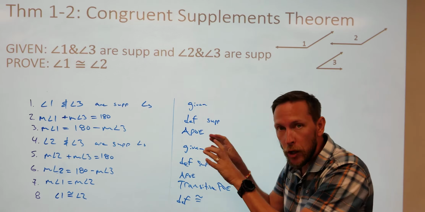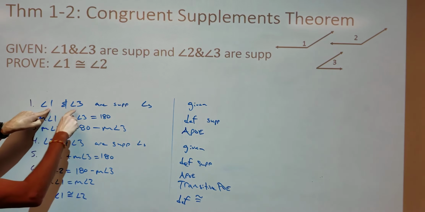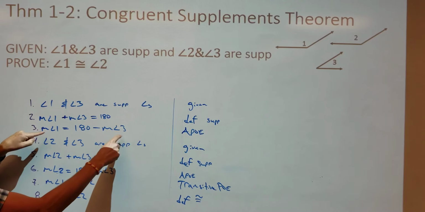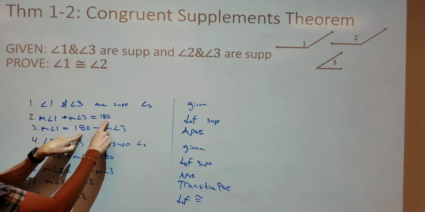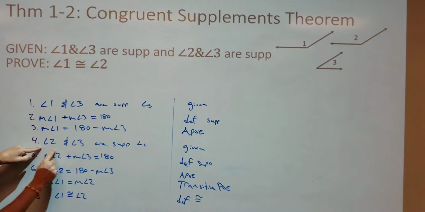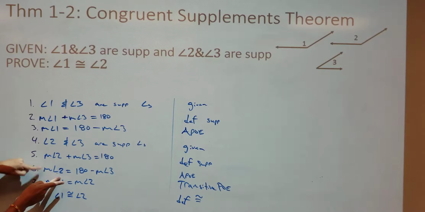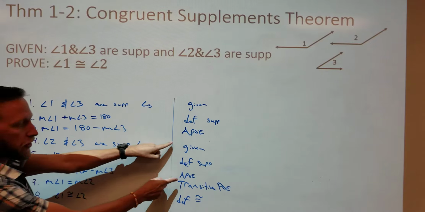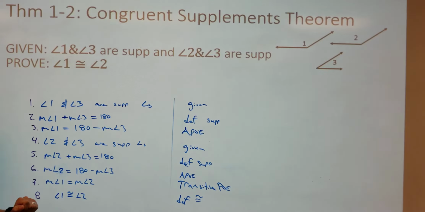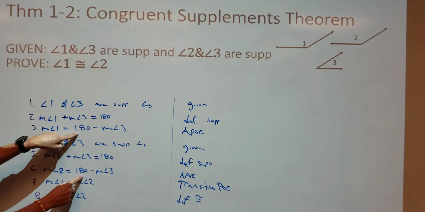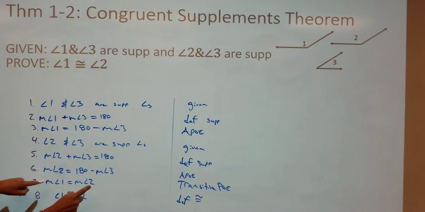Pause for a moment and look at this. Here we have angle 1 and angle 3 are supplementary angles, which means that the sum of their measures is 180, which means that the measure of angle 1 is equal to 180 minus the measure of angle 3. All right, same logic as before. Angles 2 and 3 are supplementary. Same types of statements, just with angle 2 instead of angle 1, for the same reasons as previously discussed. Well, if these measures are equal to the same thing, then these measures are equal to each other, which means that those angles are congruent.